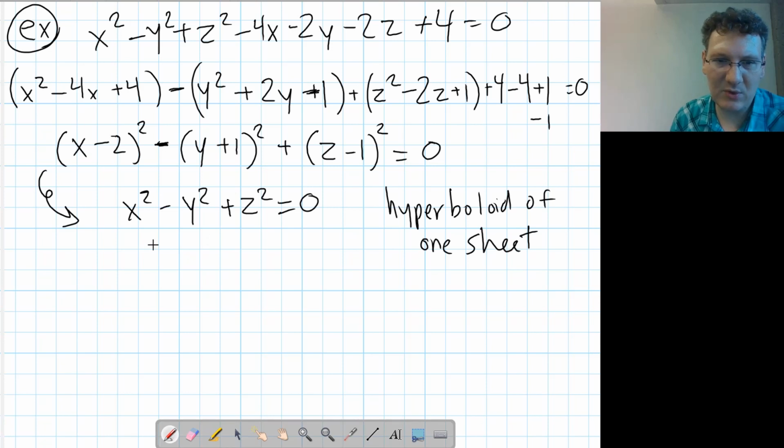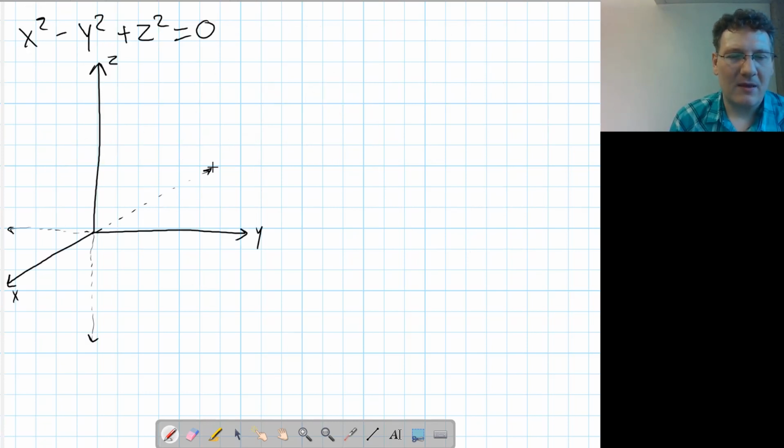And I know that because when you have all 3 terms squared, but one of them has the opposite sign of the others, that'll be a hyperboloid of one sheet. In fact, this is the cone example that we were just looking at. Let's sketch this out and see how it looks. Let's attempt to sketch this out. I'm going to start by figuring out what this looks like on the xy plane.